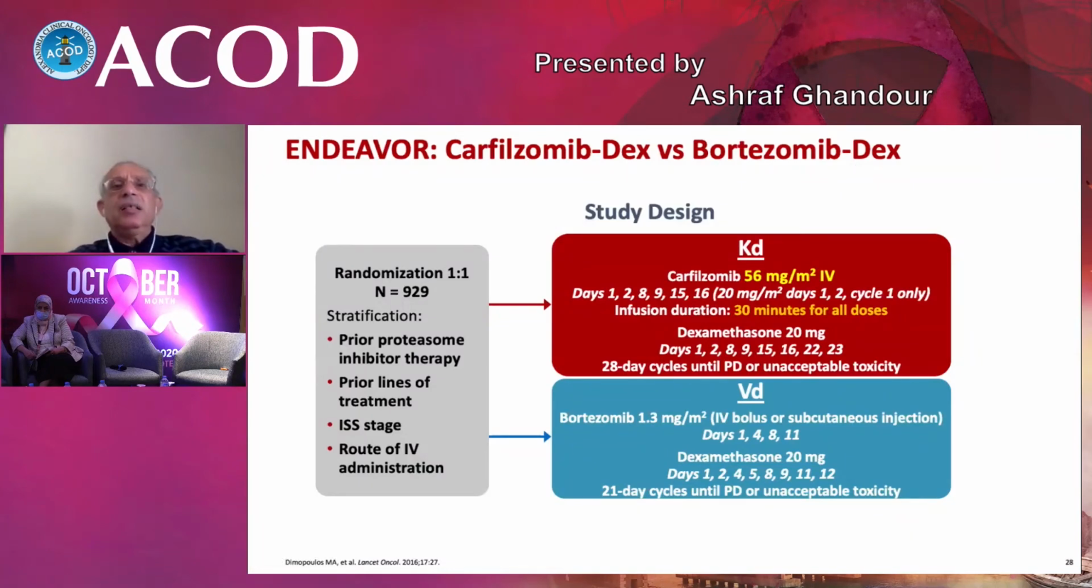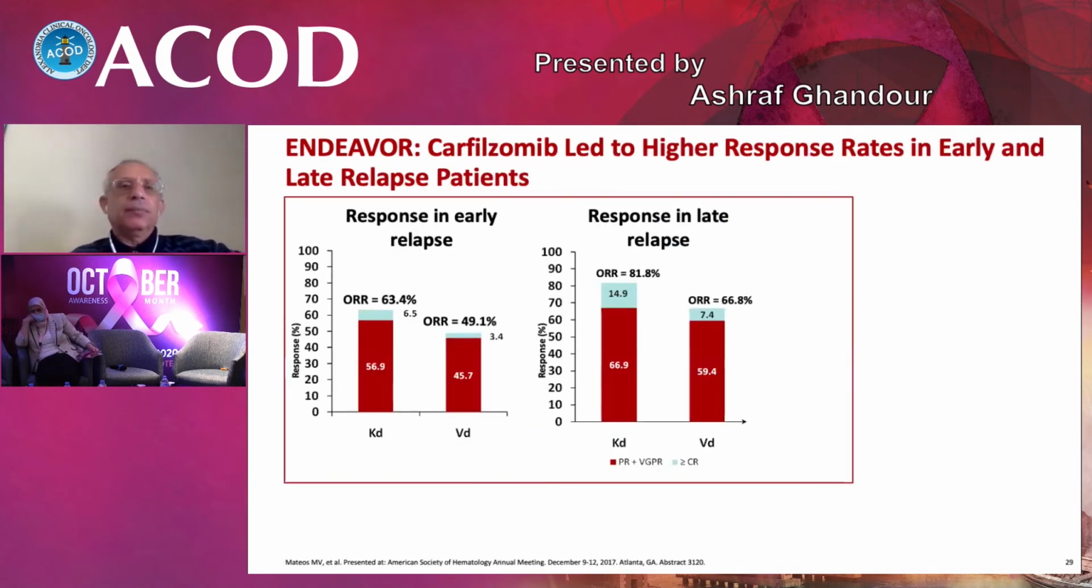The second trial is the first one in all of myeloma ever. It's a head-to-head trial, which is not easy. Carfilzomib was compared with the proteasome inhibitor Velcade in the other arm, KD against VD. In the ENDEAVOR study, carfilzomib led to a higher response rate in early and late relapse as well.